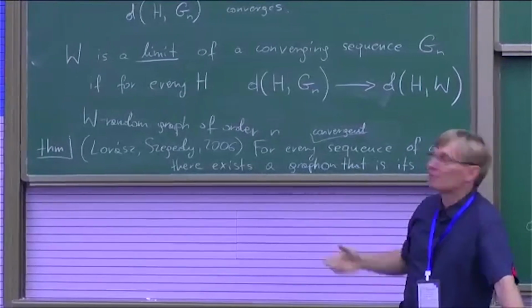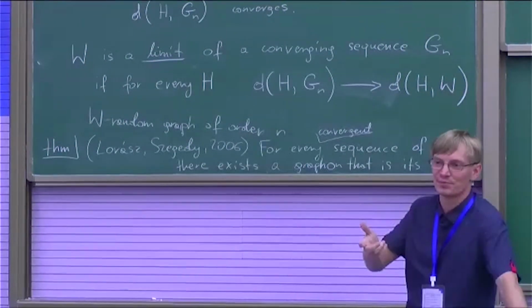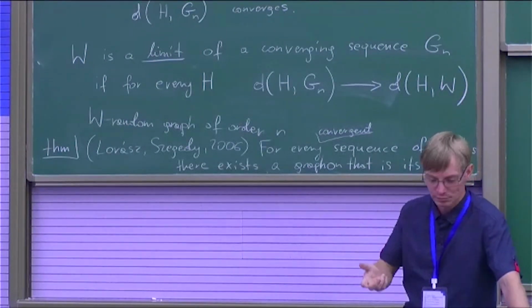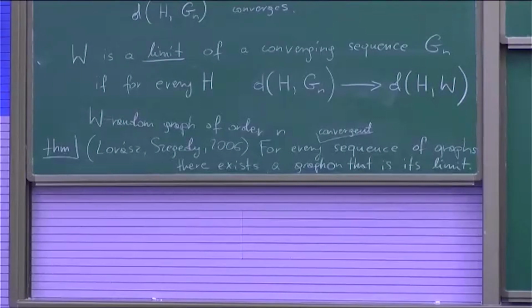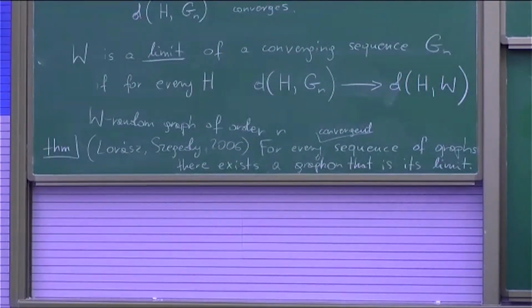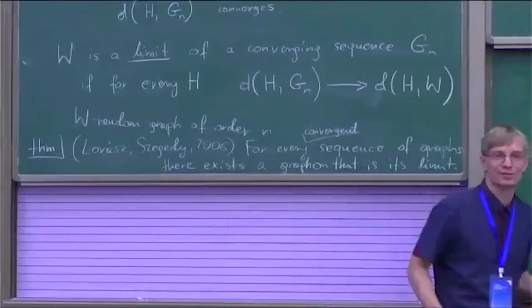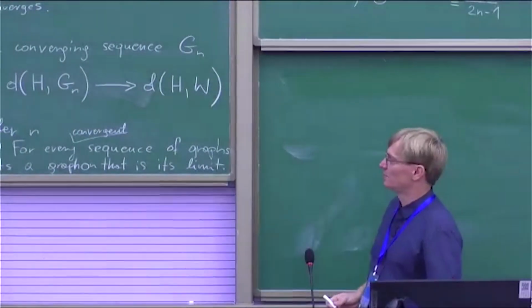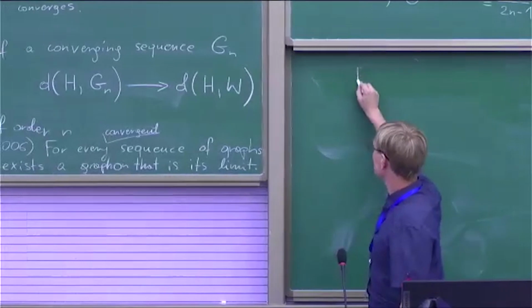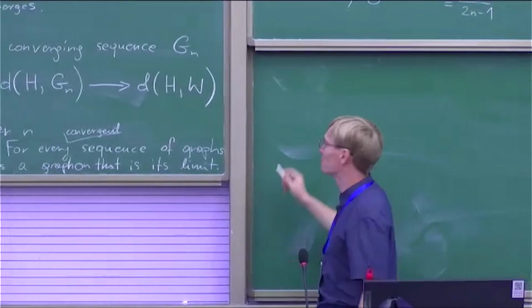One may ask if this graphon is unique. Maybe there are more graphons that could be a limit of the same sequence. And indeed, that's the case. But maybe before I move to the uniqueness of the limit, let's see some examples. Let's do some easy sequences of graphs.